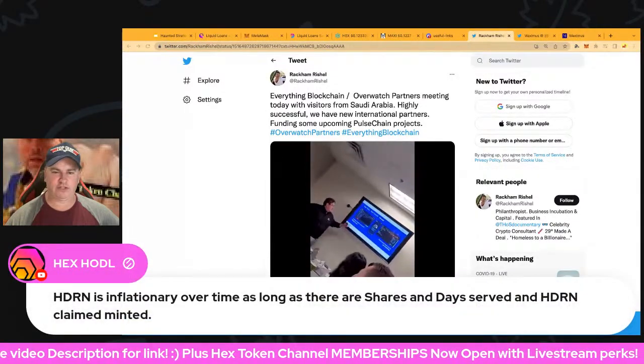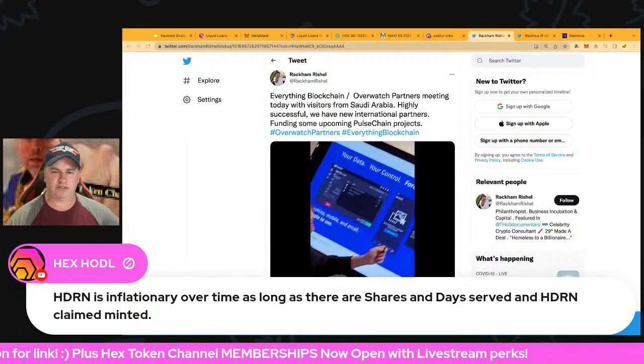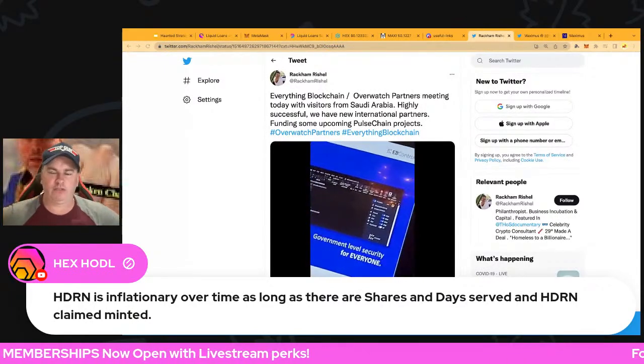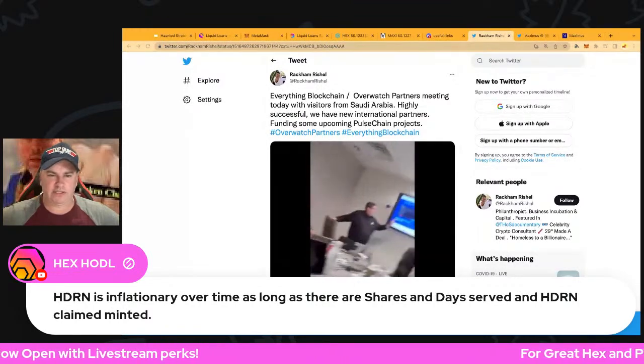Hedron is inflationary over time as long as there are shares and days served and Hedron claimed. Yeah, but the amount of Hedron decreases over time relative to the amount of T-shares as well. It ties itself into T-shares.